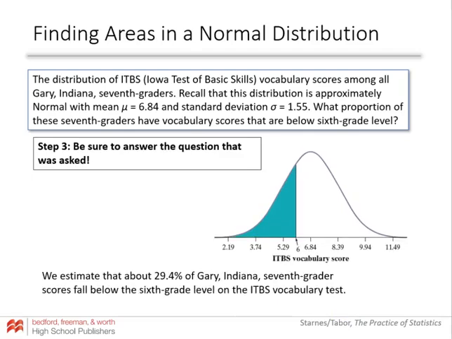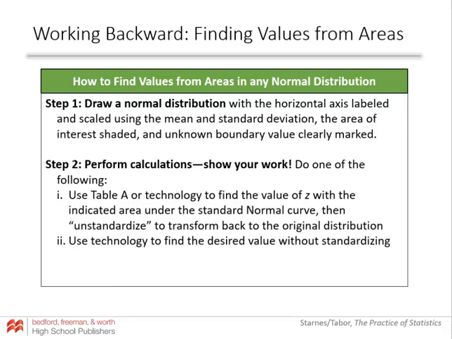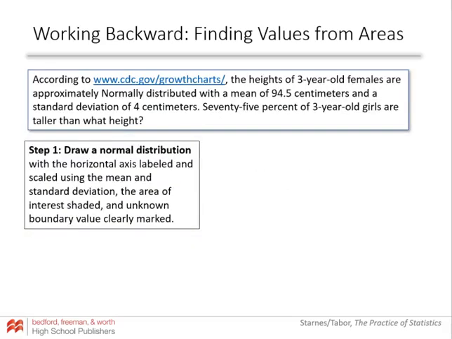What proportion? 29.4%, or if you wanted to put 0.294, that would be an acceptable answer as well. But make sure you refer to what that means. That is the percent of 7th graders that fall below the 6th grade level on the test. Okay. We also got to be able to go backwards. All right. So find a value if we're given the area, same steps: draw a normal distribution, perform our calculations, and answer the question that was asked.